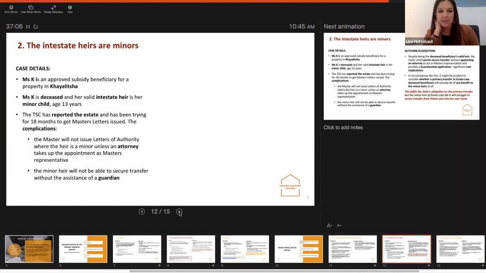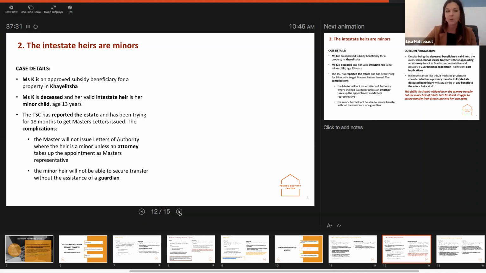So what we've done is we've tried to report to the estate for her, and we've been trying for 18 months to get master's letters issued. And the reason why this is not going really according to plan is that the master won't issue letters of authority where the heir is a minor unless an attorney is appointed as master's representative. So this is a process that we've had to learn by trial and error.